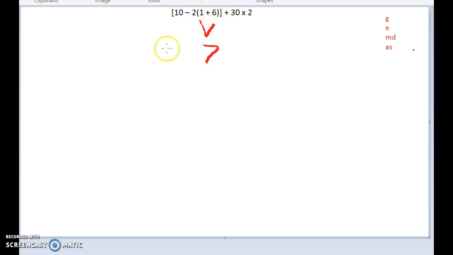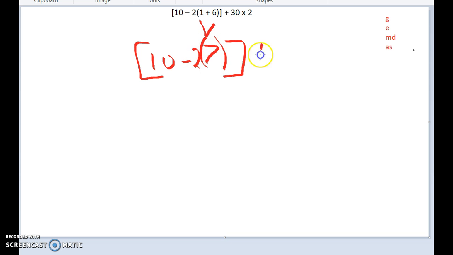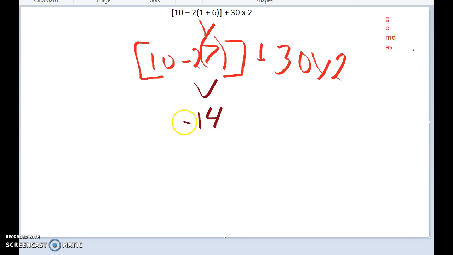So now I have to copy everything else down. And I'm going to add this. 10, take away 2 times 7 plus 30 times 2. So I still have grouping symbols. And I see that I have to do a minus or a times. I do that first. This is 14. Bring everything down.